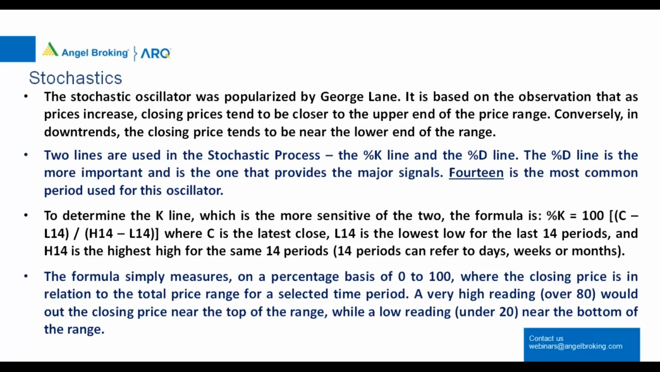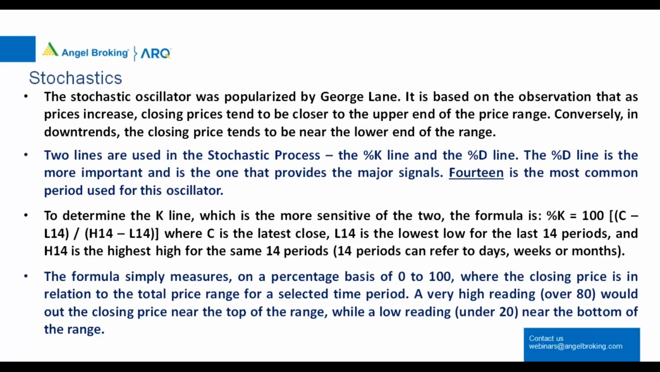So the output that you get simply measures, on a percentage basis of 0 to 100, where the closing price is in relation to the total price range for a selected time period. So the total price range is what? High minus low, 14-day high minus 14-day low. So that's the price range. And we are taking the close minus the low. So we are looking at where the close is in comparison to the selected time period, the total range.